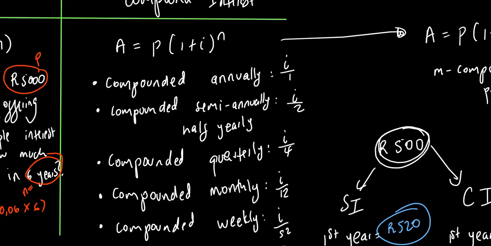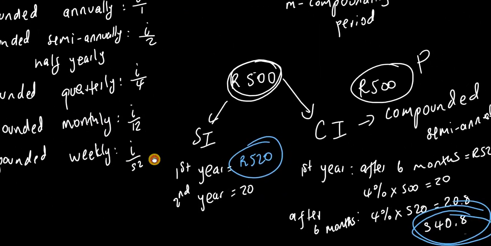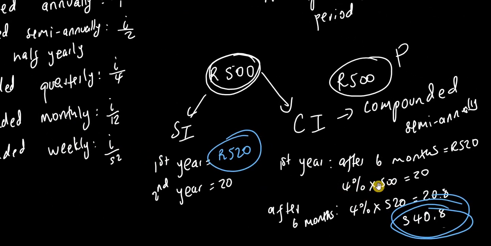But I think you remember here, I said 4% times the original amount. Then I got the interest to be 20. Then I added that 20 to the original, right?